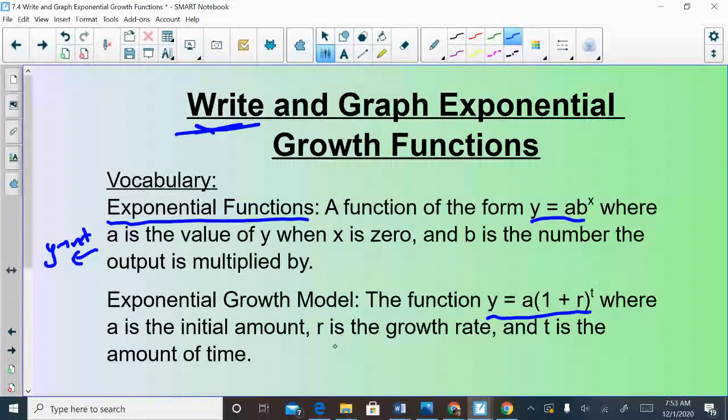I need you to remember that r needs to be turned into a decimal, because it's always going to be given to you in percents. You need to be able to turn the r value into a decimal. And t is going to be the amount of time. We're going to say this is growing at this percentage for this amount of time, and it's currently valued at this much money. How much is it going to be worth in 50 years? Something like that.